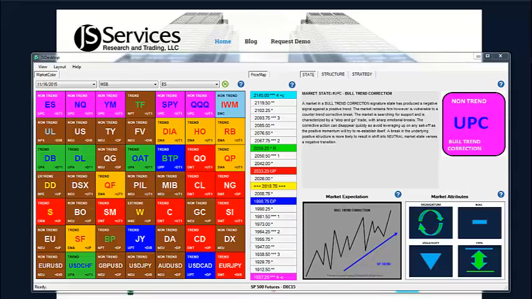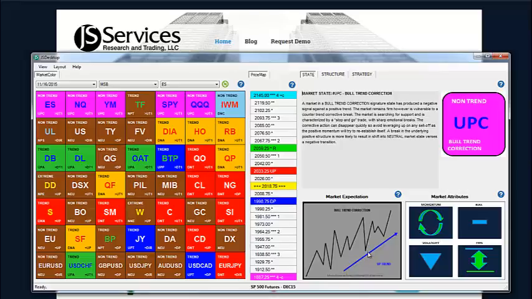First thing we want to focus on is what is the condition. Market state condition today is bull trend correction. That's our tag UPC. And a bull trend correction is when the market has produced a negative signal against a positive trend. The market remains firm.